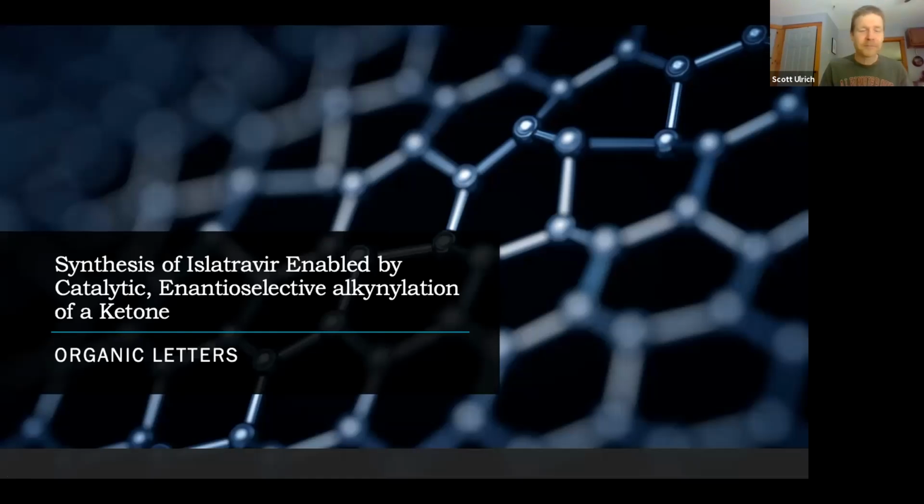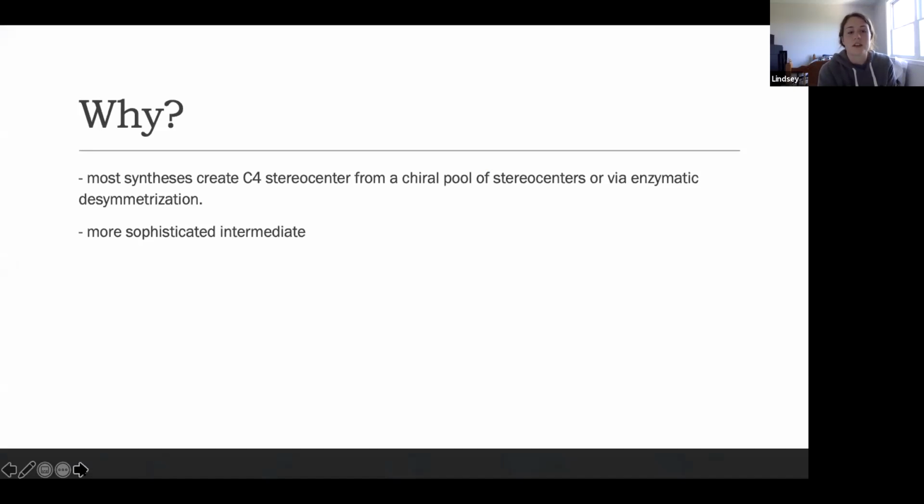Okay, all right, Lindsay. So I read a paper on the synthesis of islatravir, and it's the first half of what Emily talked about. So it's making the molecule that feeds into her biocatalytic pathway. They basically wanted to find a different way to make the molecule. They wanted to do this because most syntheses create a C4 stereocenter from a chiral pool of stereocenters or through enzymatic desymmetrization. What they wanted to do was find a different way to create a more sophisticated intermediate that would feed into the enzymatic, the biocatalytic pathway.